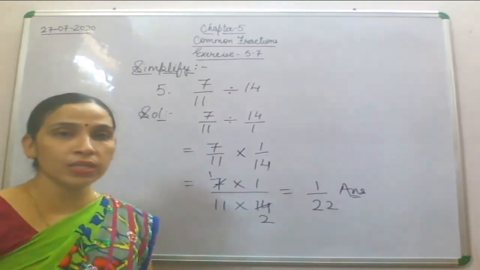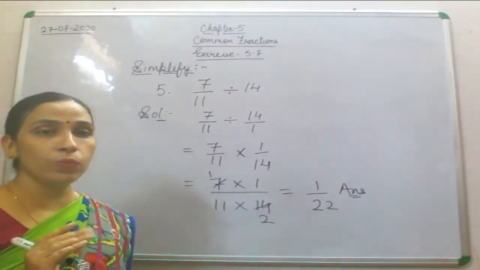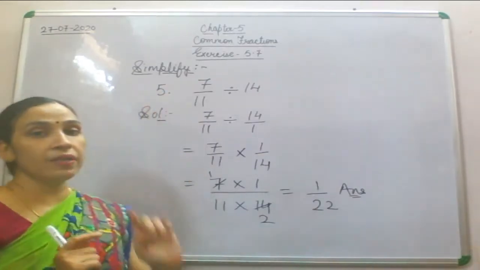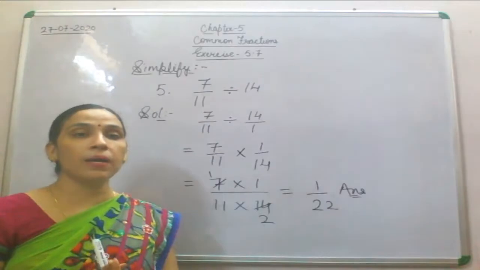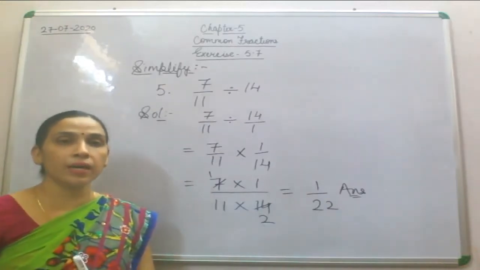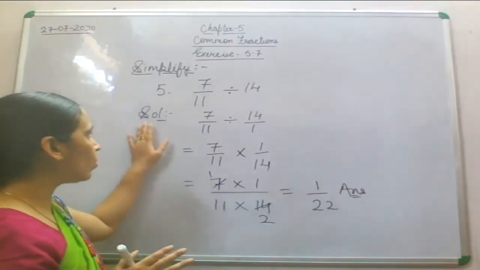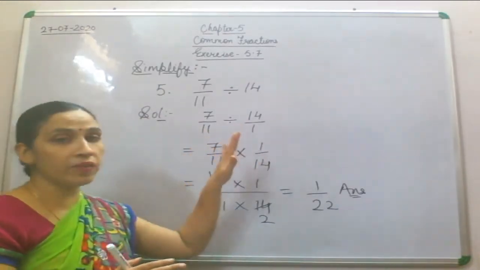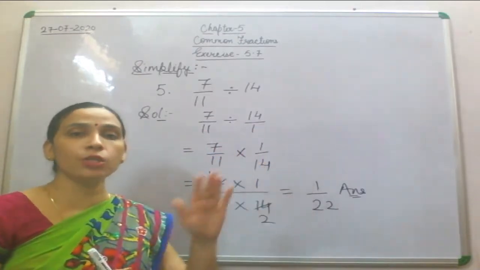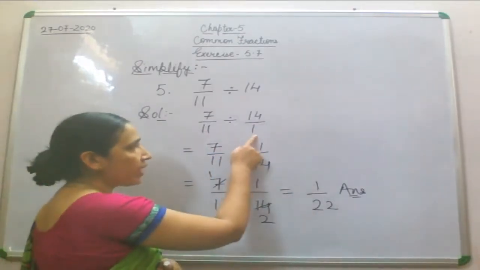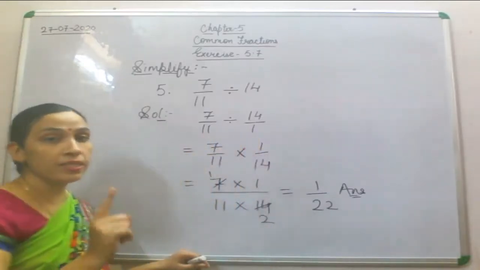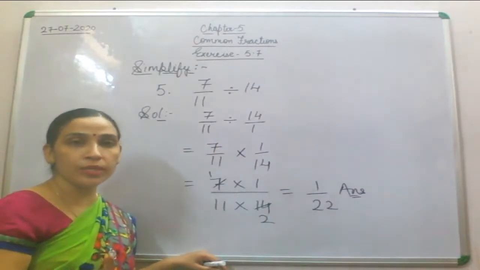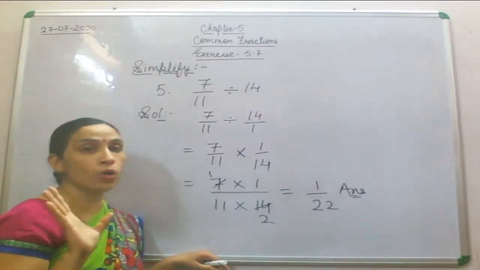So let's see this question once again. What is given to you in this question? You have been given, simplify number 5, that is 7 by 11 divided by 14. So what is the solution? 7 by 11 will be divided by 14. Now you don't have any denominator in the whole number, so there you will write 1. Now this is your first step. Always remember, if you don't have any denominator of any number, you will write 1 in that place.